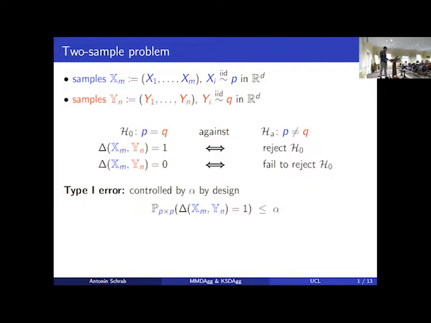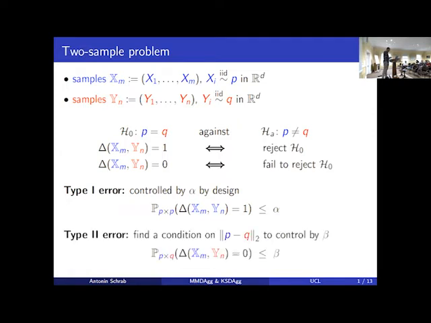By design, hypothesis tests control the type 1 error. The type 1 error is, under the null hypothesis when P is equal to Q, the probability that we make an error, so that we reject the null hypothesis. And the test in general, by design, controls this probability by some alpha, which is some number smaller than 1.